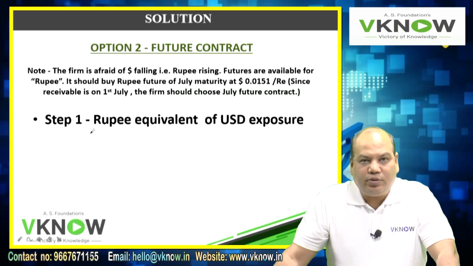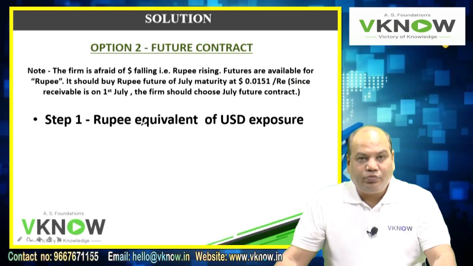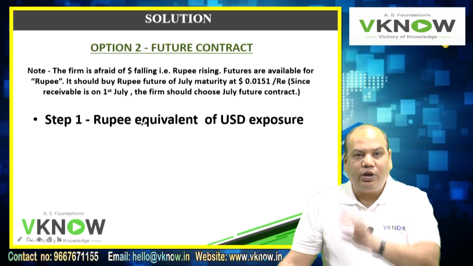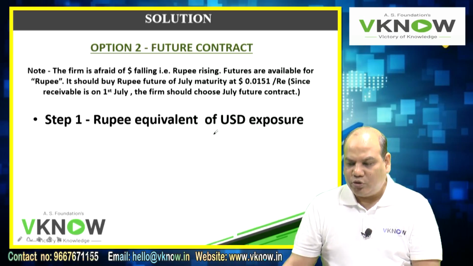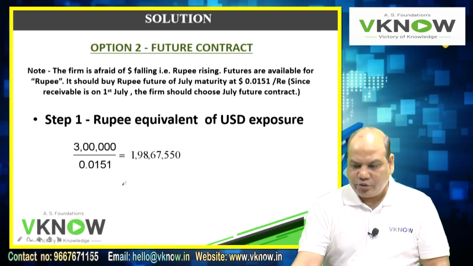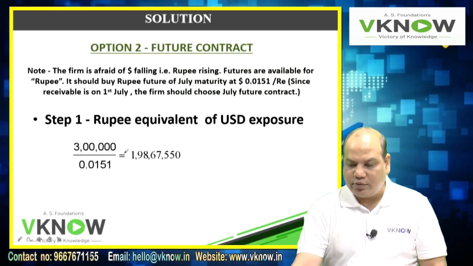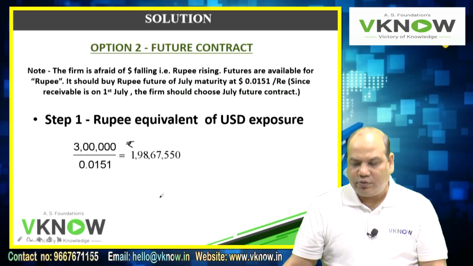So write down step 1. You are going to receive $3 lakh, but the future is denominated in rupee. So you will find out what is the equivalent amount in rupee which you need to hedge. Rupee equivalent of USD exposure: 3 lakh divided by 0.0151. That is rupees 1,98,67,550.